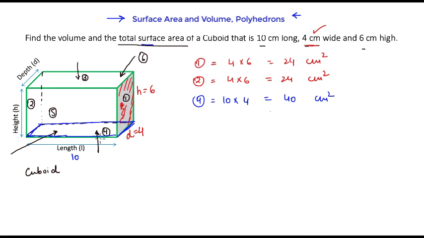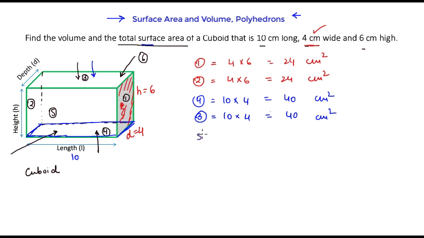And identical to that is area number 3, because this is the top view of the same rectangle, correct? So that will be 10 times 4, and once again it is 40 centimeters square. What about the remaining two areas, which are 5 and 6? 5 is the front side and 6 is the back side.